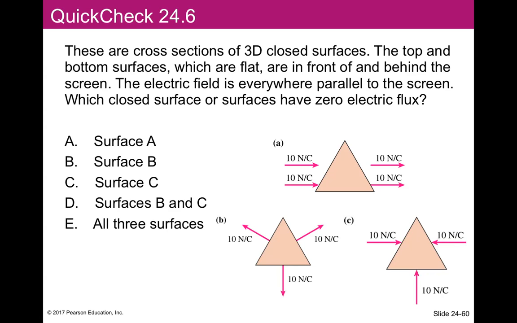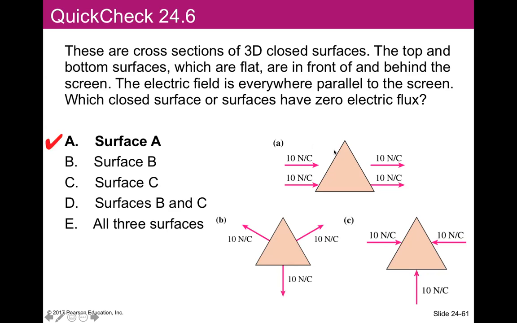Okay, let's see. So who selects option A? Or B? Or C? Or D? Okay. First, let's see the answer. The answer is A.